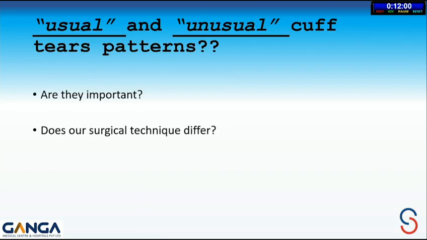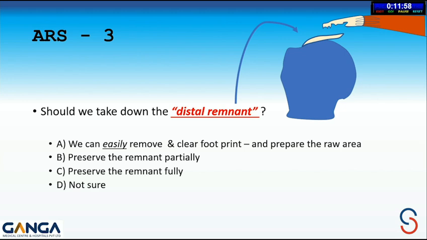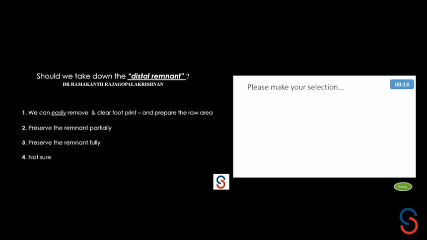So are they important? Does our surgical technique differ? That brings us to the next ARS question. Should we take down the distal remnants? Can we have the ARS? Ashish sir, should we take down the distal stump, or try to preserve it?